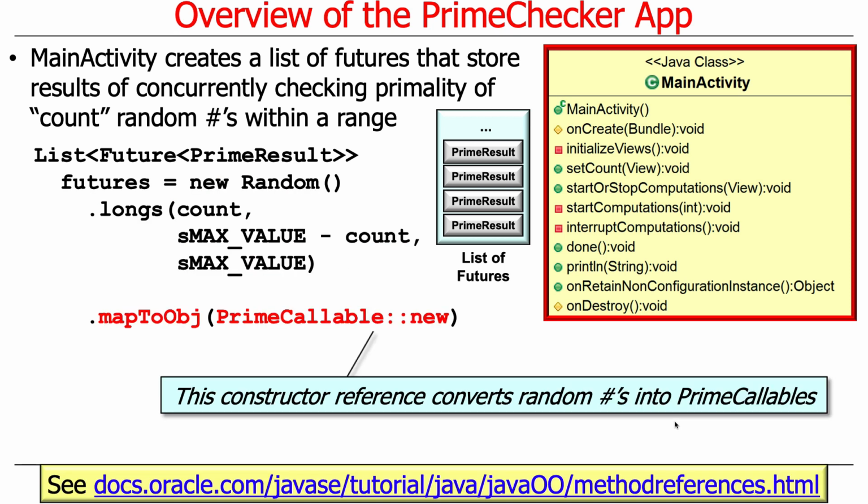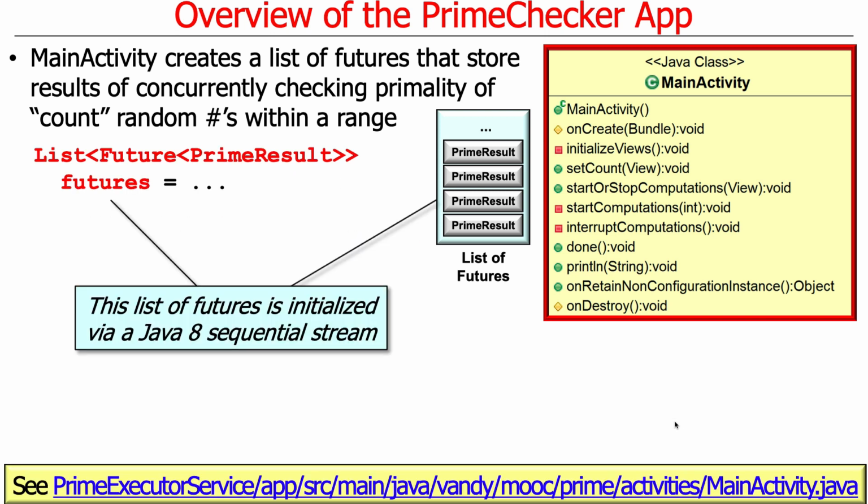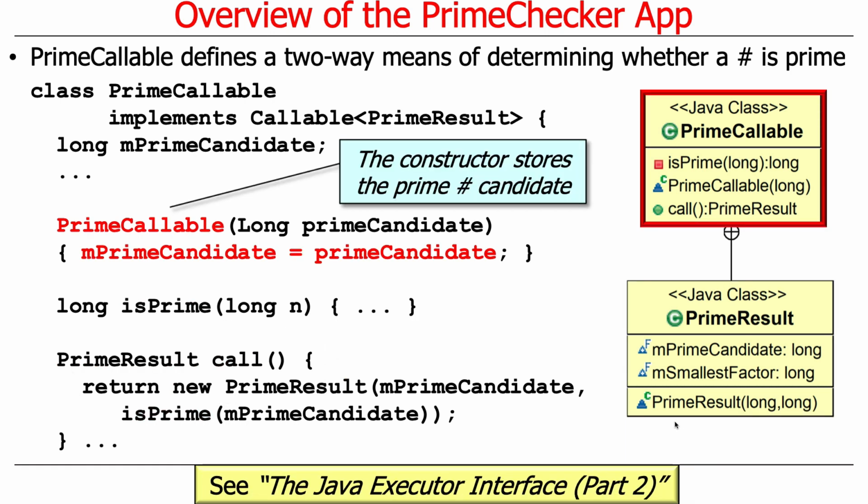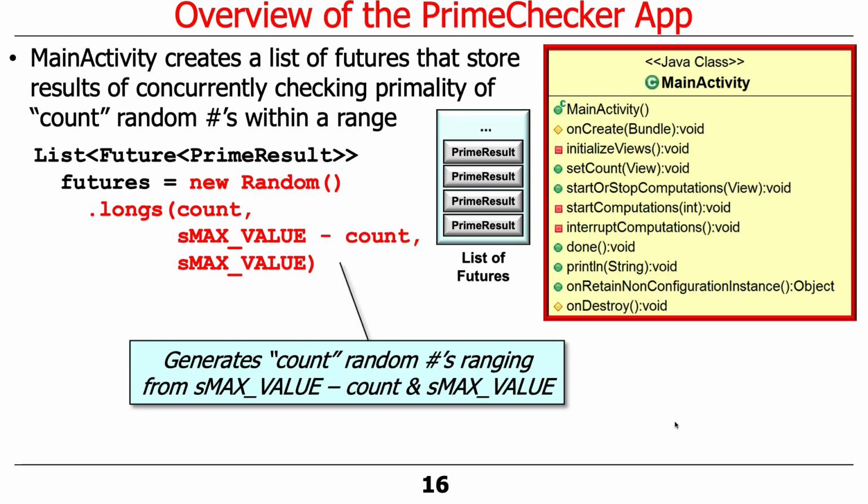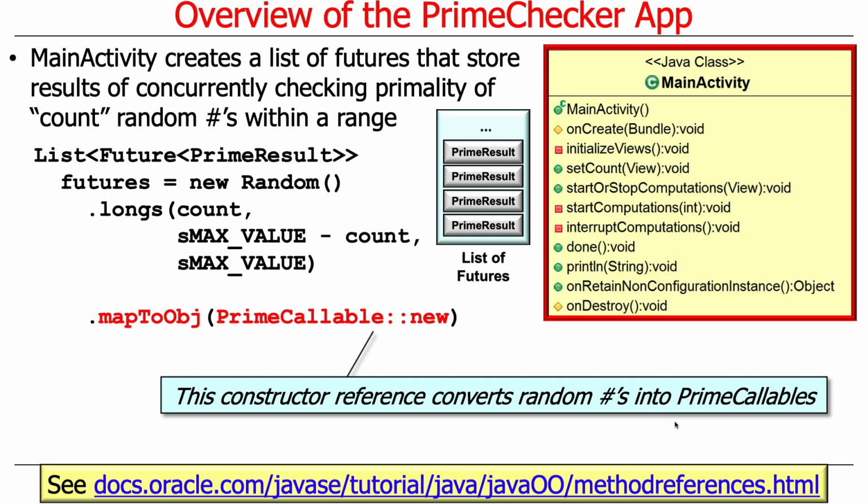We then use the mapToObj intermediate operation, which is part of the stream framework, and this basically says, take the stream of random numbers, and for each one, wrap each random number up in a new PrimeCallable. And what that's really doing is just calling this constructor. So it's making a new object with this constructor for each randomly generated prime number candidate. This is something that's called a constructor reference. If you want to learn more about that, I have some other videos that talk about constructor references. So it's making a constructor reference, which creates a new PrimeCallable for each random number.